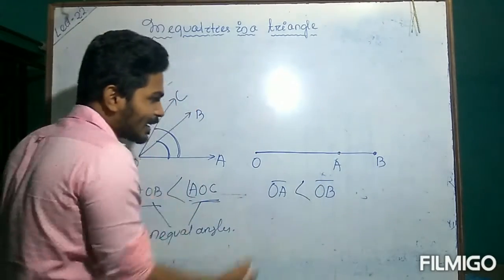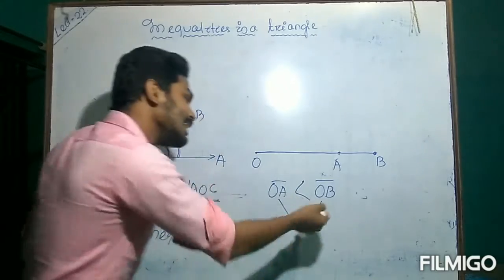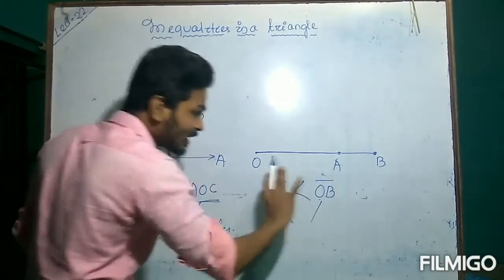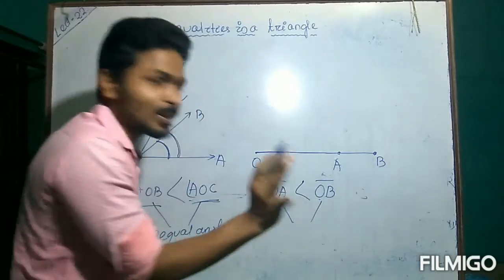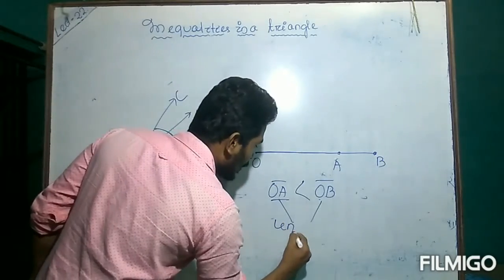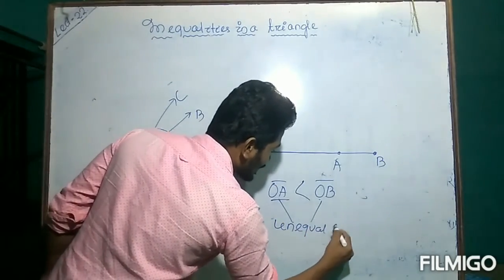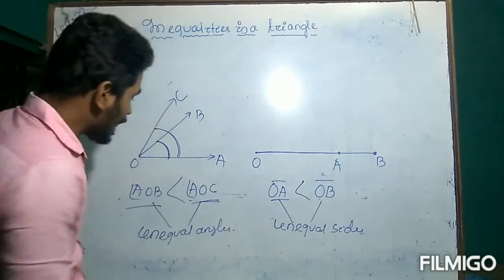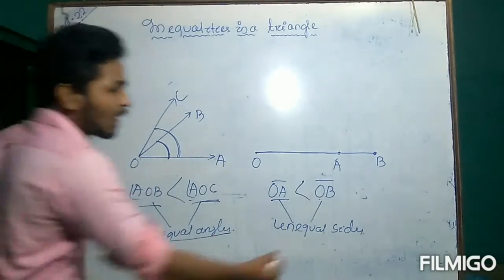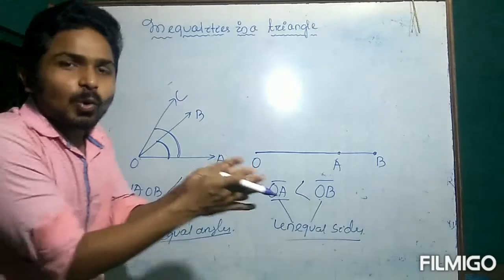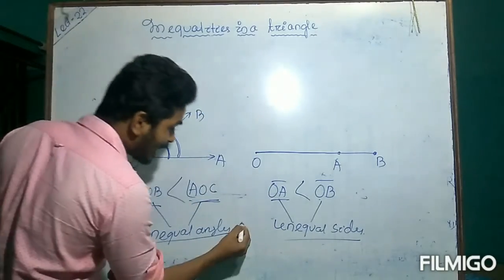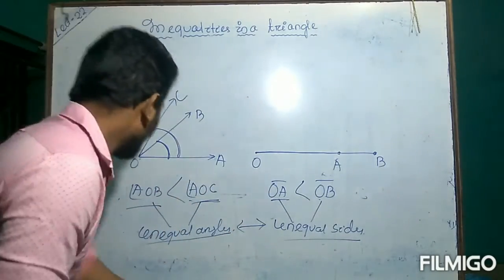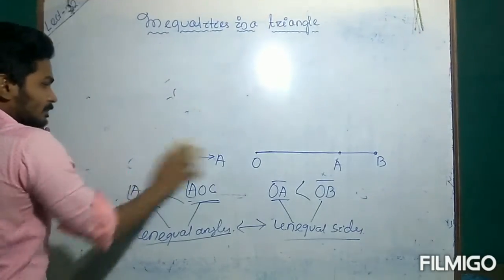So what you find here? You find two unequal sides. Here the sides are not equal, the line segments are not equal. They are unequal sides. In this lecture we will discuss how unequal angles and unequal sides are correlated with each other. So let us discuss this.